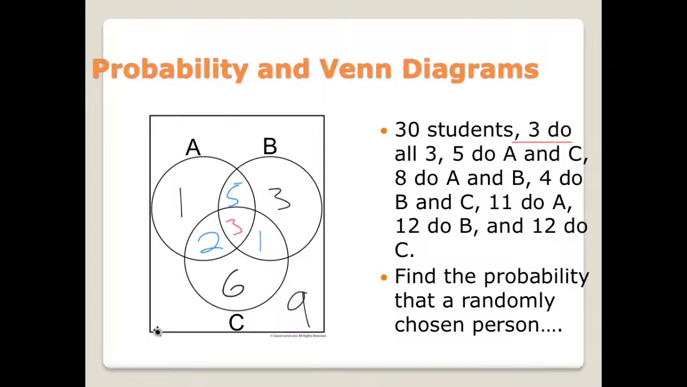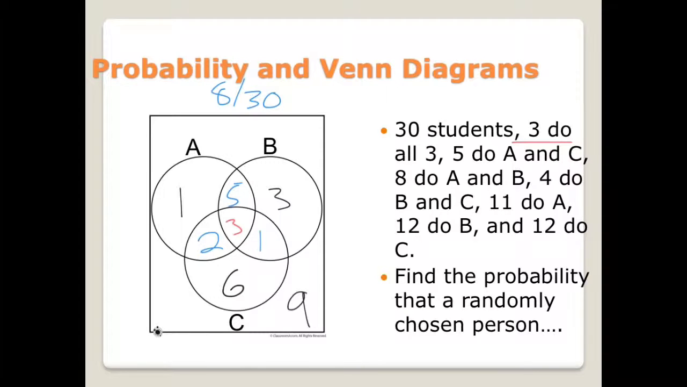Okay, now we can answer some probability questions. Let's start with the probability that somebody is in exactly 2 sets. So they're in A and B only, A and C only, or B and C only. So to identify those groups, we're going to look at these numbers 2, 1, and 5 because they're in an intersection of 2 sets, but not that third set, not in the very middle. So I have 2 plus 1 plus 5 giving me a probability of 8 out of 30.